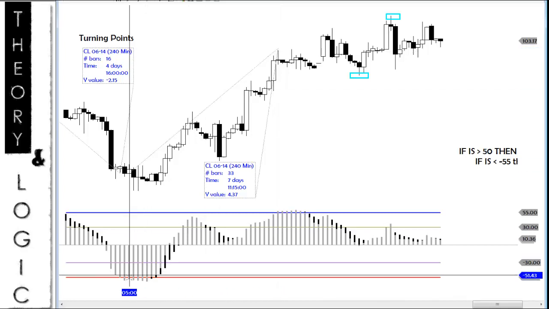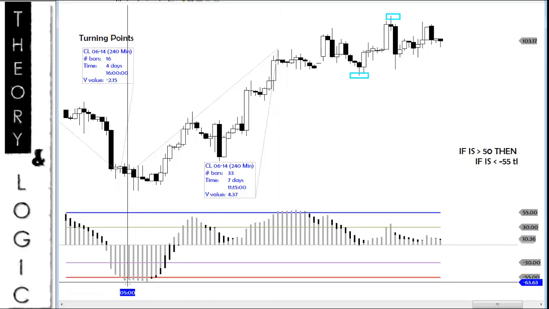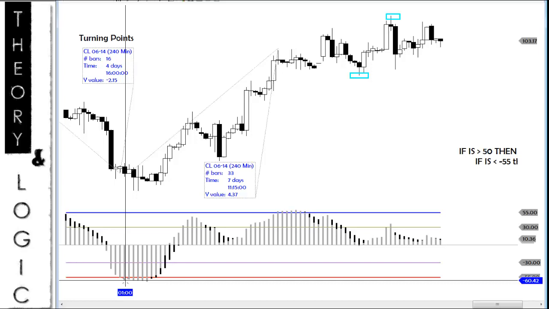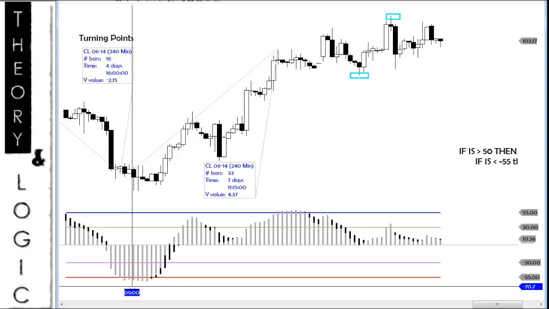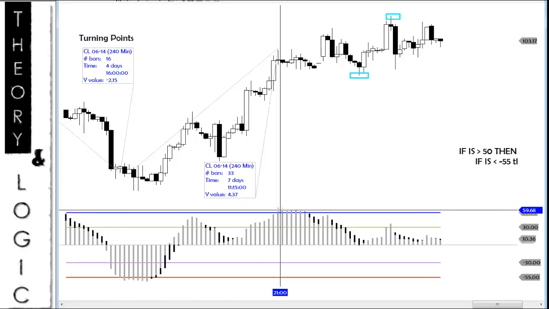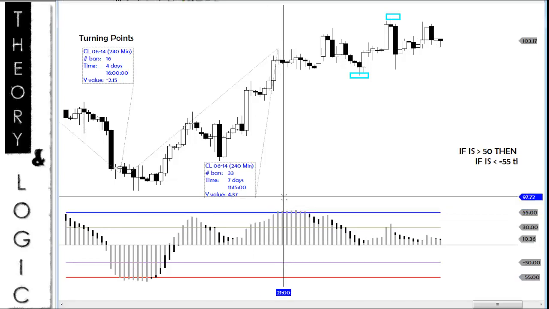Or I could just say, you know what? Again, if we go less than 55, then buy. Place a protective stop and stay long until we go greater than 55 and sell. That would be an always-in-the-market SAR type of strategy. Is it profitable? I have no idea.